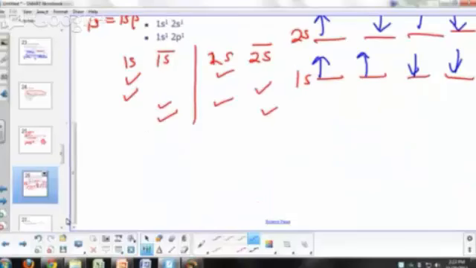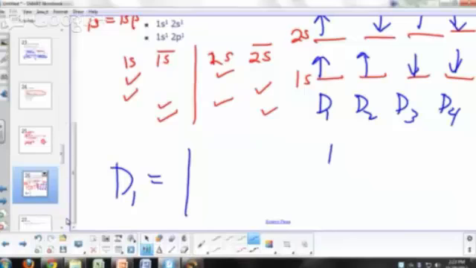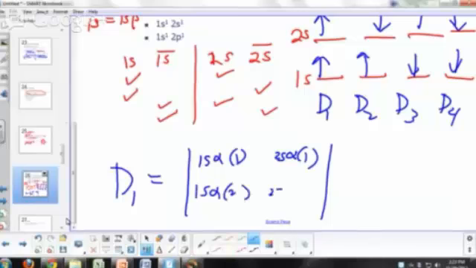What are those 4 Slater determinants? Let's call them D1, D2, D3, and D4. Determinant 1 would be what? 1s alpha and 2s alpha. Remember, when you write your Slater determinant, this column is the first spin orbital, 1s alpha, and this column would be the second spin orbital, 2s alpha. So that's your first Slater determinant. So there's 4 Slater determinants you can write for our configuration, 1s1, 2s1.